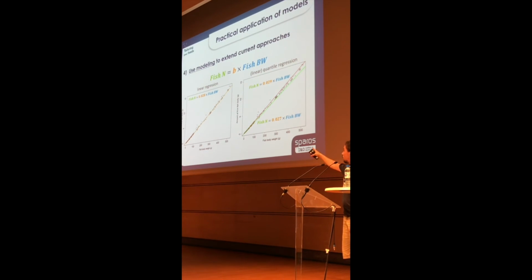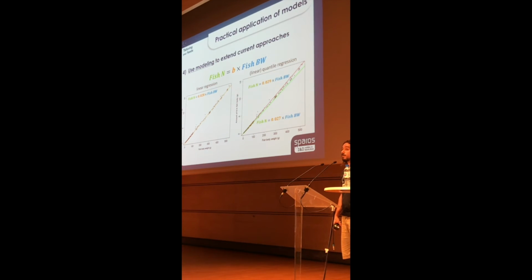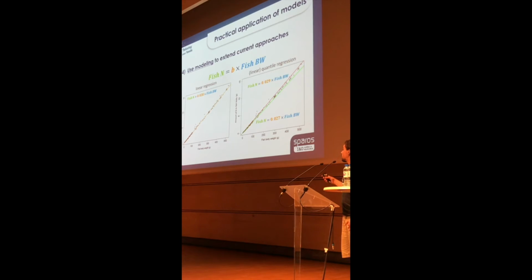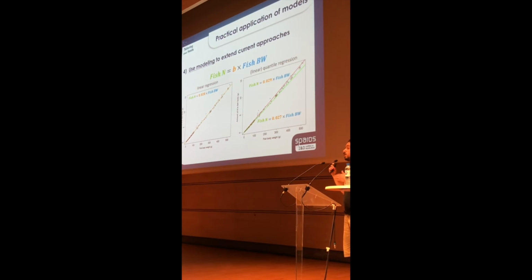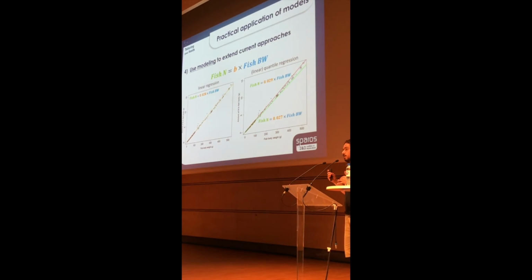So, on the left, the model basically says that fish nitrogen is a constant 2.8% of fish body weight. On this slightly more complicated model on the right, what we're saying is that fish nitrogen is between 2.7 and 2.9%. So it's straightforward as well.